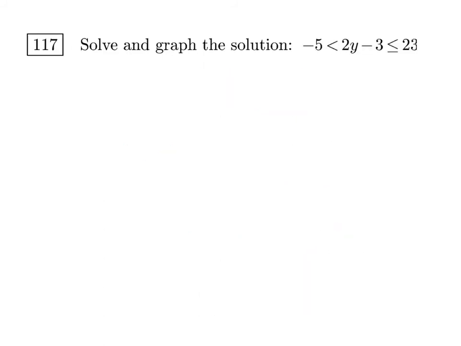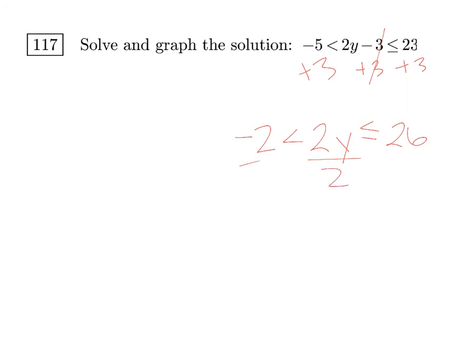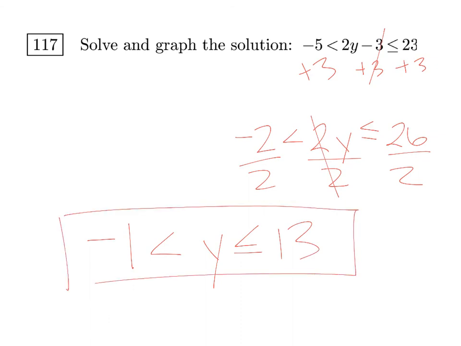Solve and graph the solution. Okay, pretty simple stuff here. Since it's a compound inequality, I have to add the 3 to all parts. I get negative 2 is less than 2y, which is less than or equal to 26. Then I divide by 2 for all parts. And I get negative 1 is less than y, which is less than or equal to 13. And that's all there is to it. Done. Make sure the smaller number is on the left side.